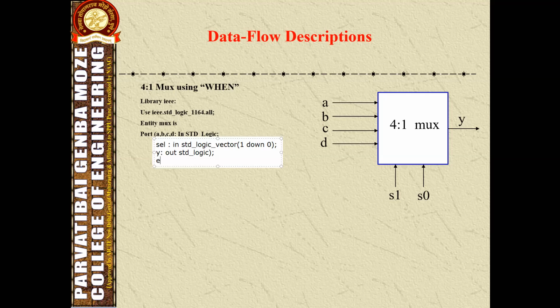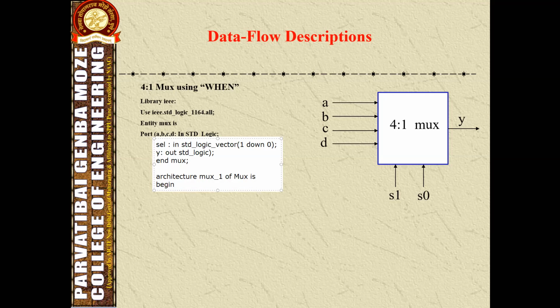Then we have to end the entity using the predefined word end and with the name of the entity, that is mux. Then let's start with the architecture part. Architecture mux of. This is the name of the architecture. I have given the same name here. I will change this to mux1 of the entity mux. Of is a predefined word. Then we have to start constructing the architecture by using the begin command.